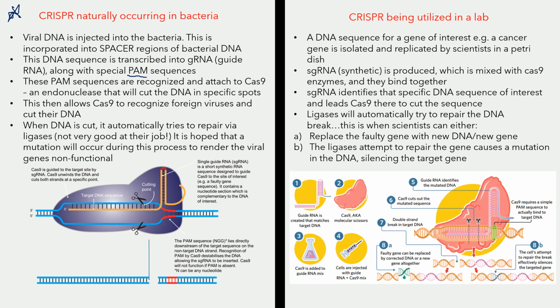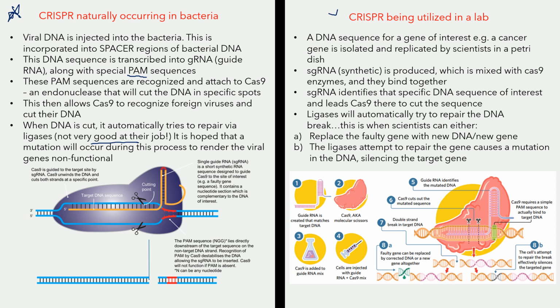These PAM sequences are what is recognized and attached to Cas9. So then we have the Cas9 guide RNA complex, and this endonuclease is going to cut DNA in those specific spots. So every time it sees viral DNA, it's going to cut it. It's not the cut that affects the virus. It is the ligase making its silly mistakes that is what we want. Okay, so the ligase is going to come and try and repair it. Not very good at their job, and it's hoped that mutation will occur to render the viral genes non-functional. Okay, so that's how they target viruses.